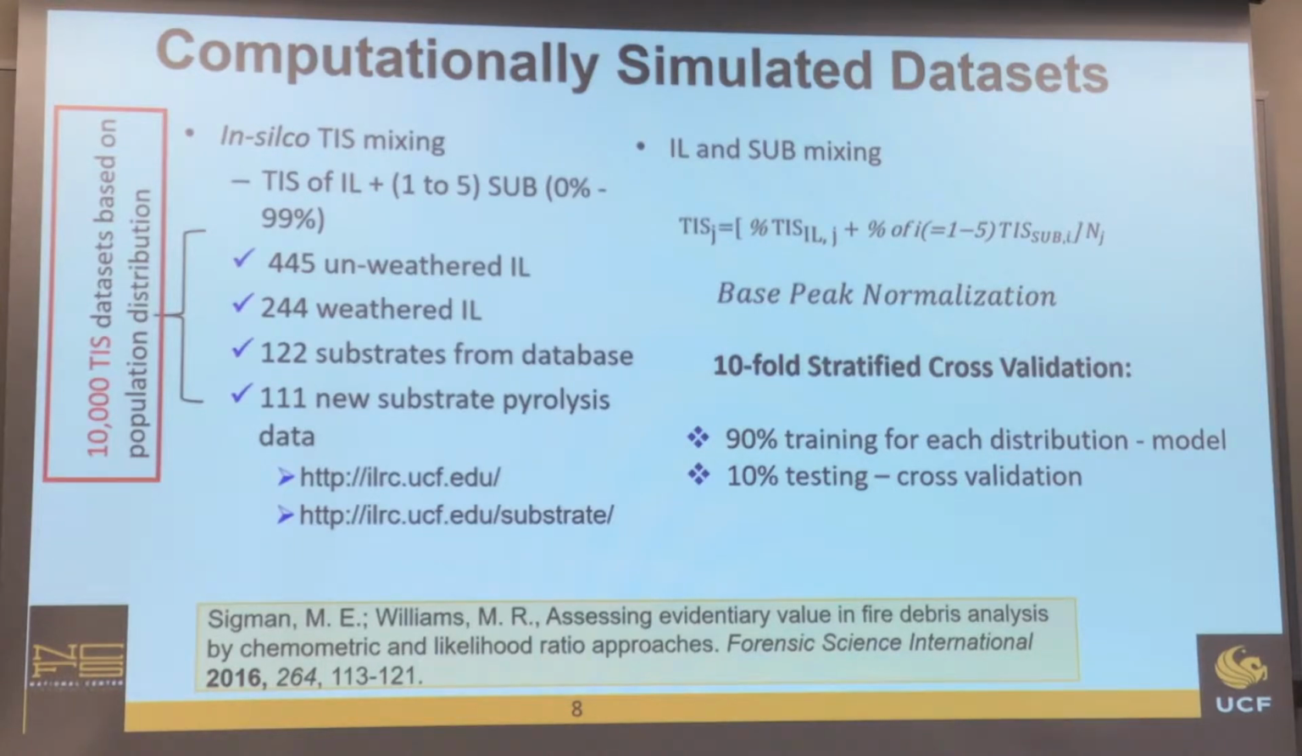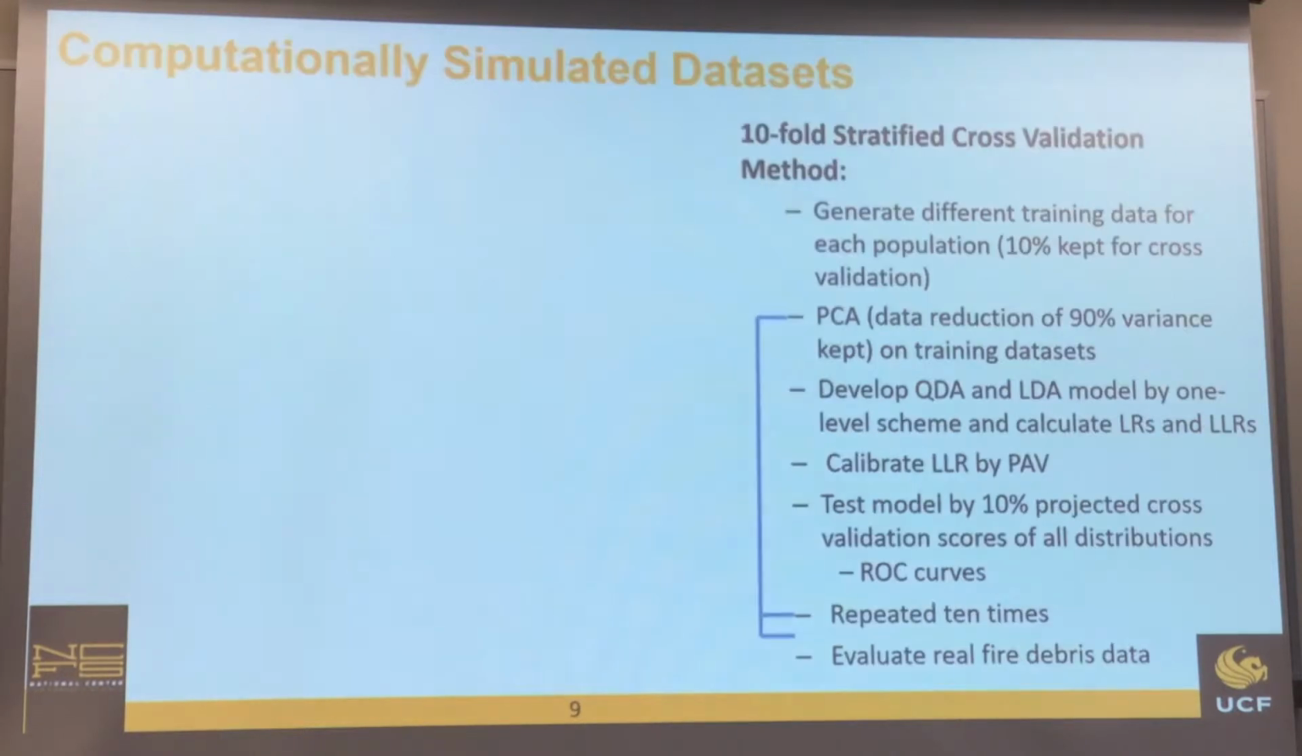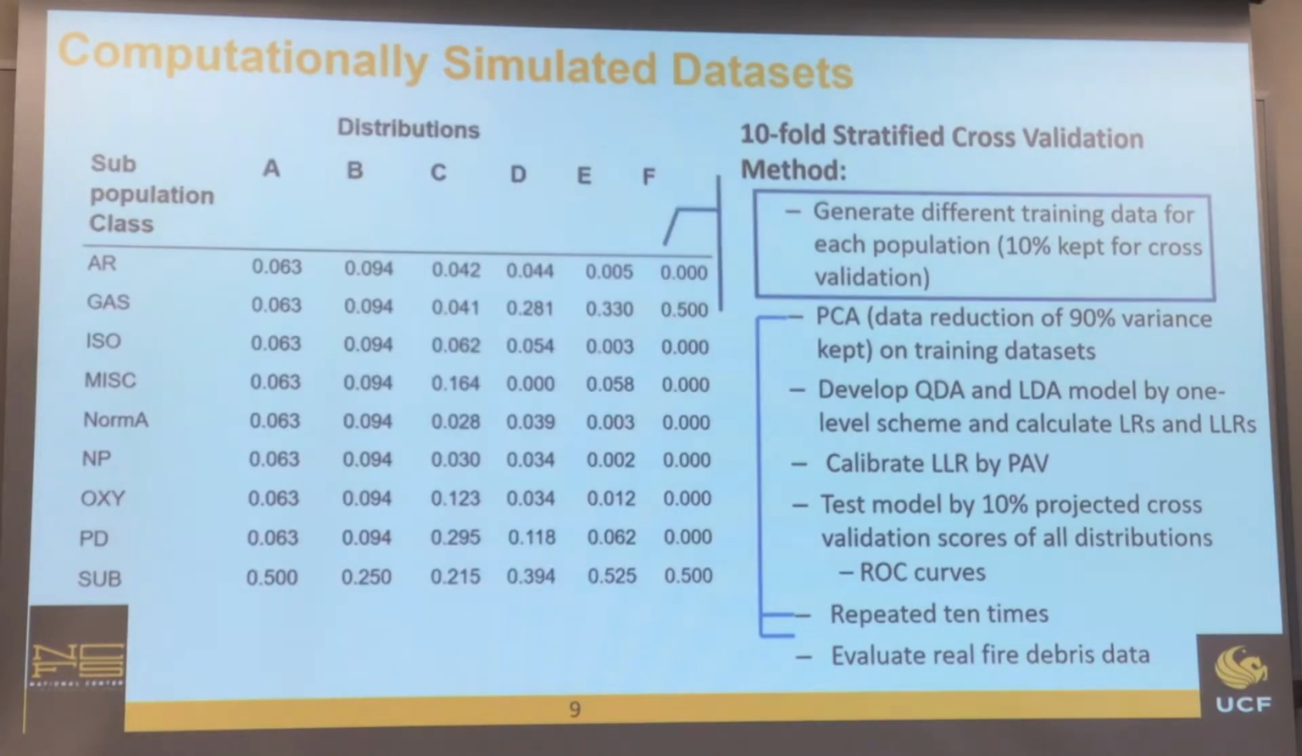So, out of these 10,000 samples that comprise these data sets, 90% of that will be kept to train the model for each population distribution, and 10% will be kept for testing or cross-validation. So a 10-fold stratified cross-validation method was used in order to evaluate 6 different population distributions.